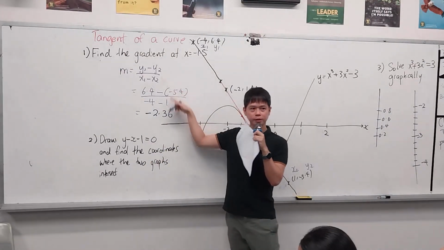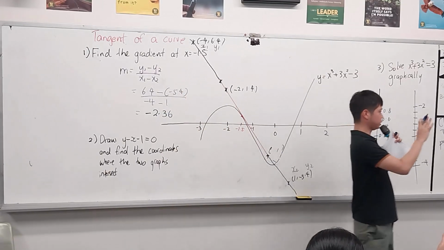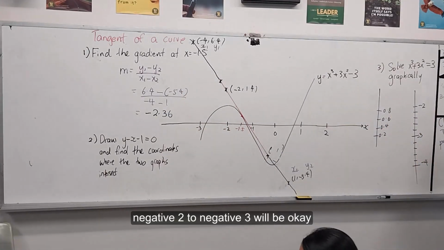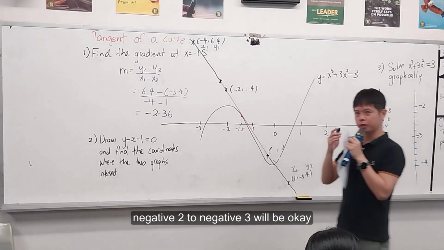Okay, this is mine. I'll be consistent. This is mine. So your answer should be around negative 2.1, negative 2.0, 2.5, 2.6. Now, it doesn't matter. As long as it's 2 point something, we are okay with it.